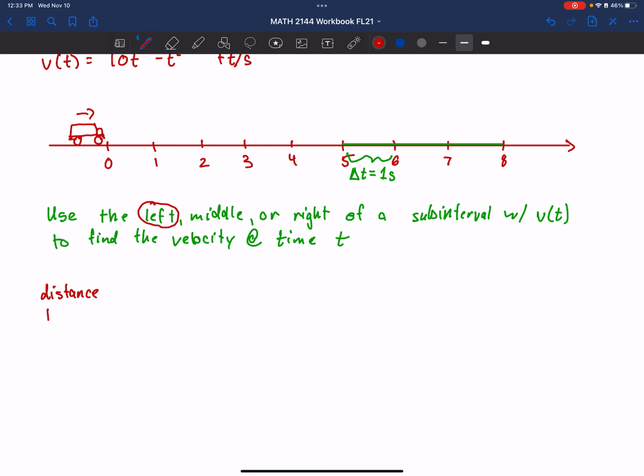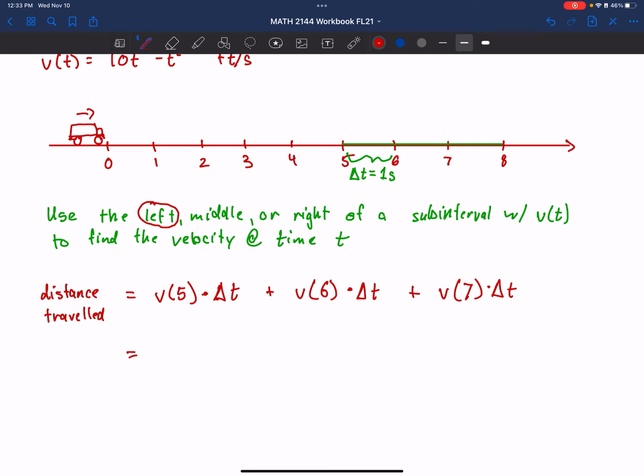Distance traveled. This is going to be equal to how fast it is going at time 5 times how long you are going at that velocity. So we're assuming for that 1 second it's not changing velocity. And on that same principle, the shorter your delta t is, the more accurate it's going to be. Then we consider the velocity at time 6, multiplied by the time interval to figure out how far it went. And then we'll have the velocity at time 7 multiplied by the delta t.